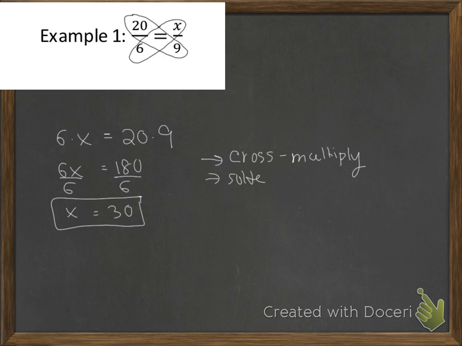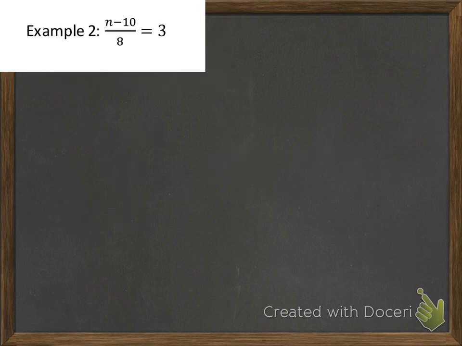Let's do another example. Here we have n minus 10 over 8 equals 3. Now one thing you might notice is that 3 is not a fraction. How can we fix this so that we can use proportions to cross multiply? A simple fix is to write it as 3 over 1. So we have the quantity n minus 10 over 8 equals 3 over 1. So now I can cross multiply.